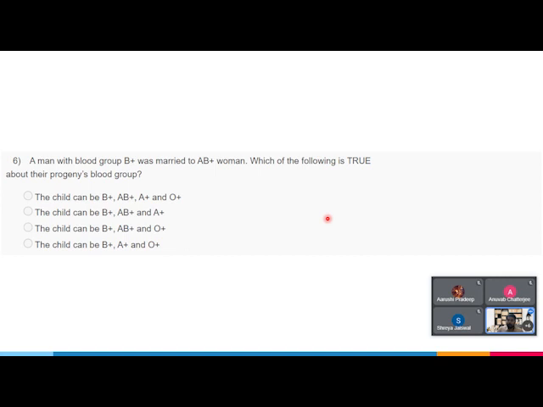so we move forward. A man with blood group B positive was married to an AB positive woman. Which of the following is true about the progeny's blood group? The child can be B positive, AB positive, A positive, or O positive. The child can be B positive, AB positive, and A positive. The child can be B positive, AB positive, and O positive. And the child can be B positive, A positive, and O positive. Only one option is correct. So you can go ahead and try answering this. Instead, I will just read it.